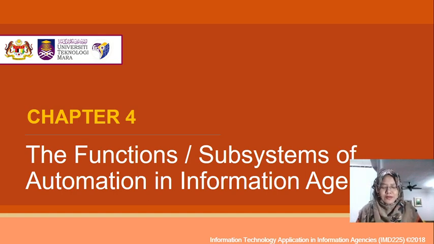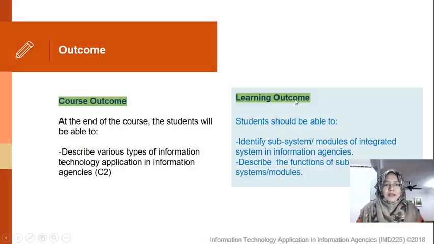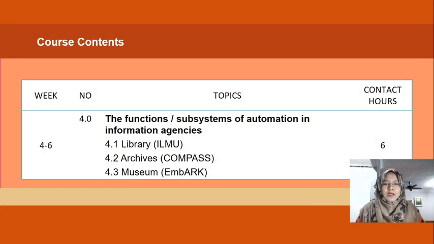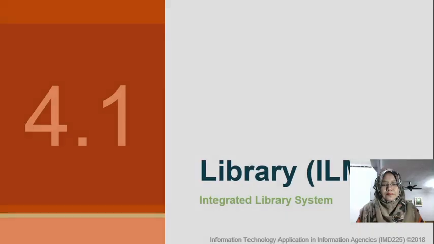So Alhamdulillah, now we move on to chapter 4, which is the function and subfunction of automation in information agency. At the end you should be able to identify the subsystem modules of integrated systems in information agencies, which are library, museum and archive, and also describe the function of the subsystems or modules. At this moment we are going to look at the library for the context of ILMU system, while archive is for Compass and museum is for Embark.